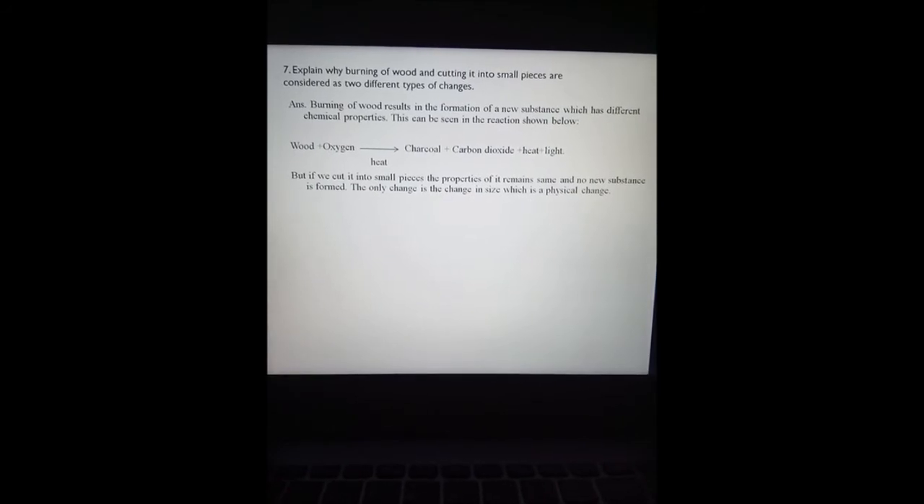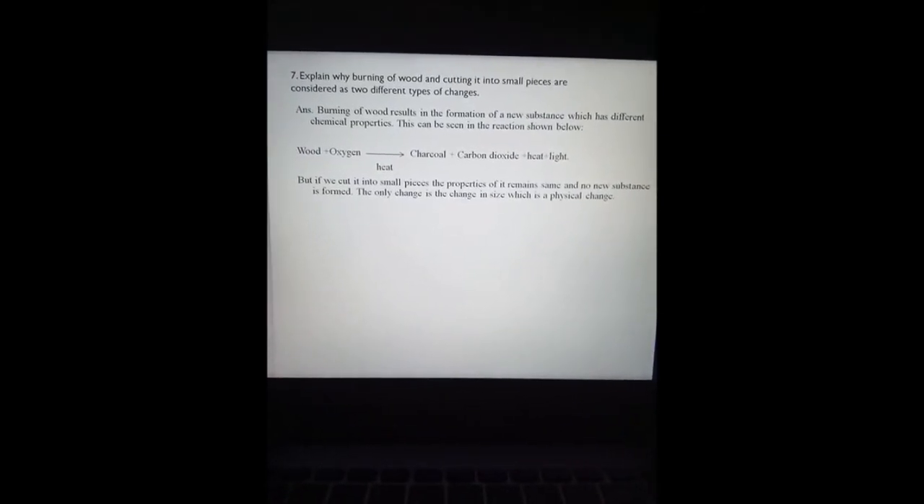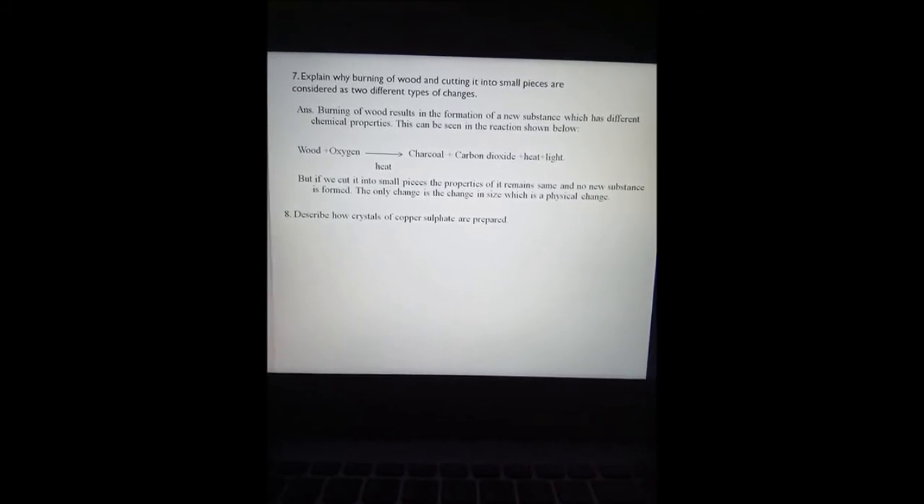Again, if you cut the wooden object into small pieces, then the size of the object will change, and this will be a physical change. So burning of wood is a chemical change, and cutting it into small pieces is a physical change.